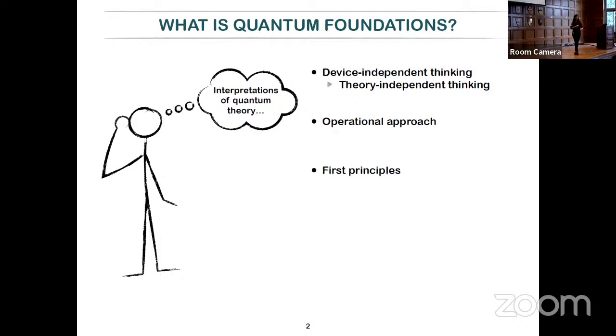Okay, these are 3 points: device-independent thinking, operational approach, and first principles. What do I mean? So device-independent thinking is something that we draw from Bell's theorem. And Wayne will tell us more about that later, but I will push it even a step further in the following, and I will tell you what it means to think in a theory-independent way. The operational approach means that to every element of the theory, there is a direct counterpart in terms of laboratory procedures. And finally, the first principles: we try to identify the principles that are specific to our theories and test their internal consistency.